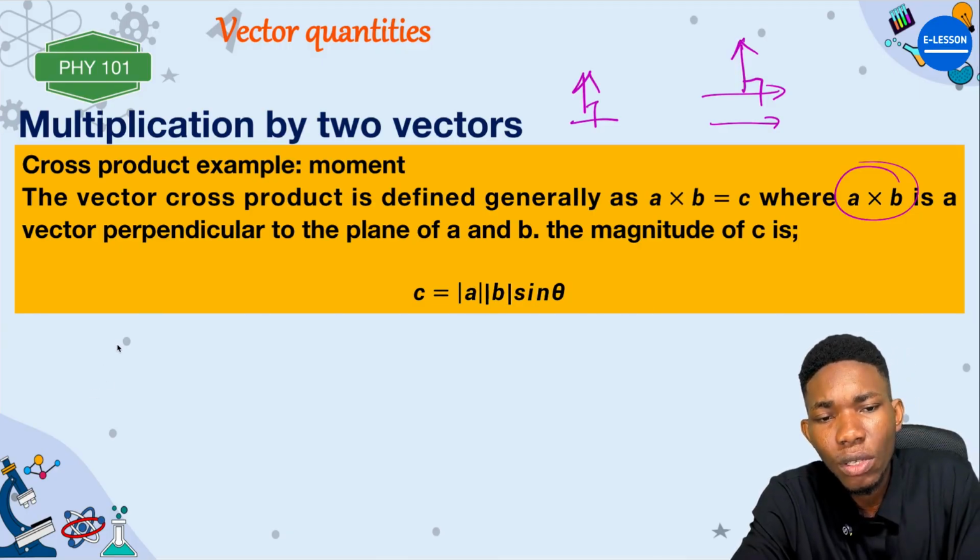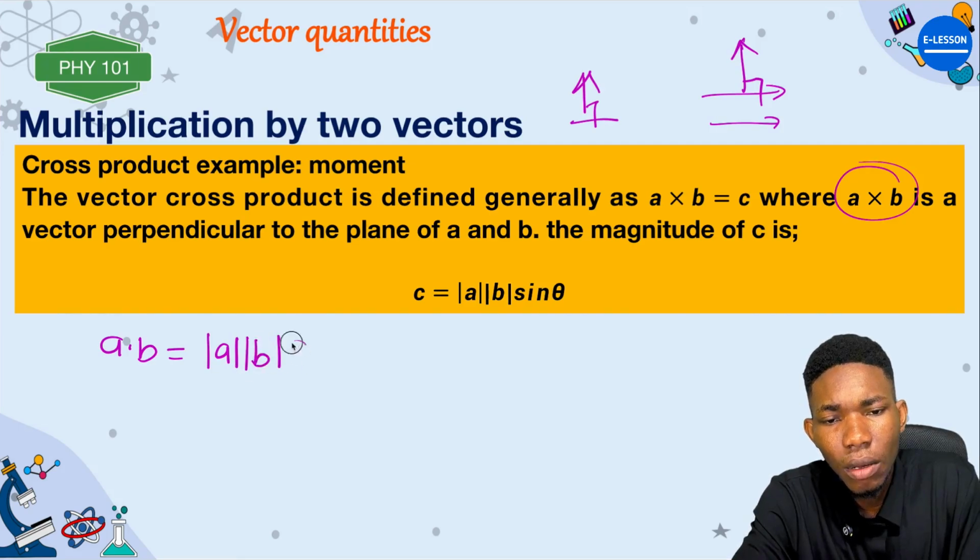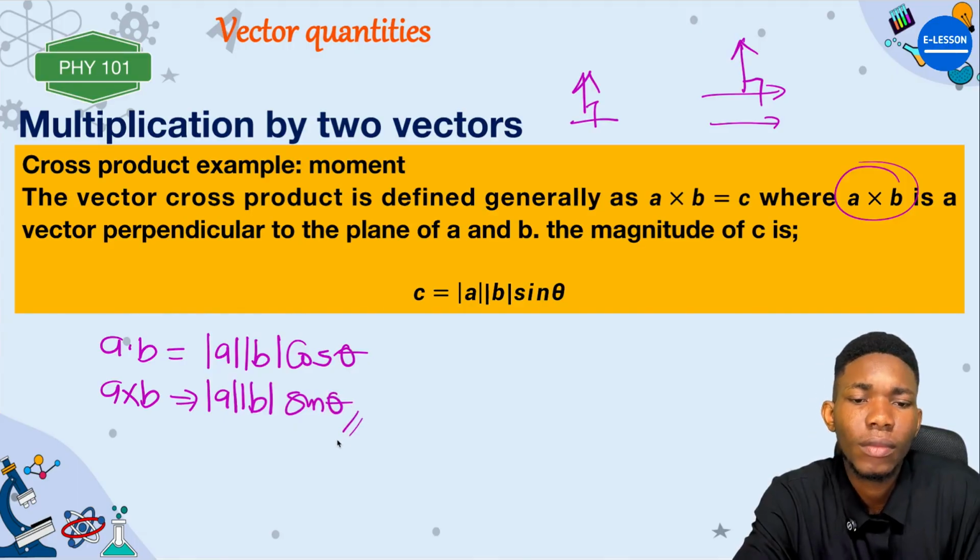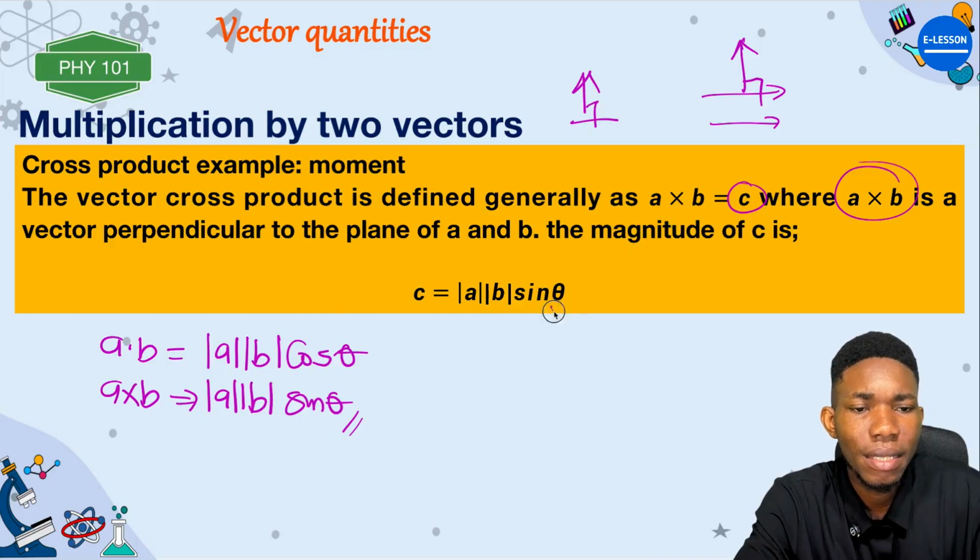So for dot product, if you have A dot B, my dear student, that will give us what? Magnitude of A, magnitude of B cos theta. While for cross product, that will give us magnitude of A, magnitude of B sine theta. Are you getting it? Because they say A cross B is equals to C. Yes, C is this. So in place of C, I can put magnitude of A, magnitude of B sine what, my dear student? Theta.